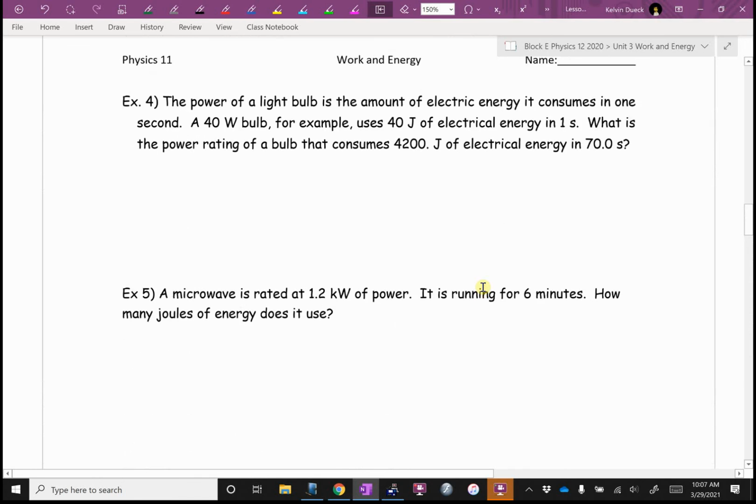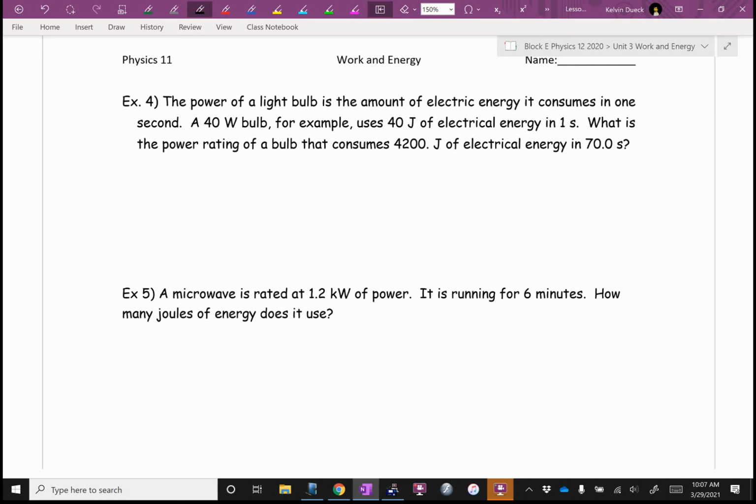The power of a light bulb is related to the amount of electrical work or electrical energy it consumes in 1 second. So a 40-watt bulb uses 40 joules of electrical energy in 1 second. Where's the work done there? There, the force times distance is moving electrons around. And in a normal year, we would get to that, and we would actually show you how you calculate that. And I'm not going to get to electricity this year, sadly, but it's really neat.